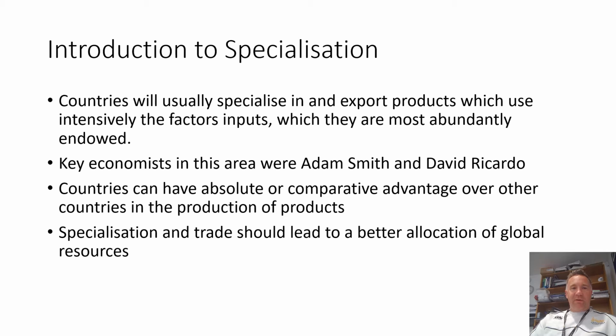So what is specialisation and what are the key important takeaways? Well, countries will usually specialise in and export products which use intensely the factor inputs which they are most abundantly endowed. The key economists we need to know in this area for your exams are Adam Smith and David Ricardo, and we'll talk more about those in a minute. Countries can have absolute or comparative advantage over other countries in the production of their products, and we'll look at the definition of those in a minute. And specialisation and trade should lead to a better allocation of global resources. This is the key takeaway from this subject.